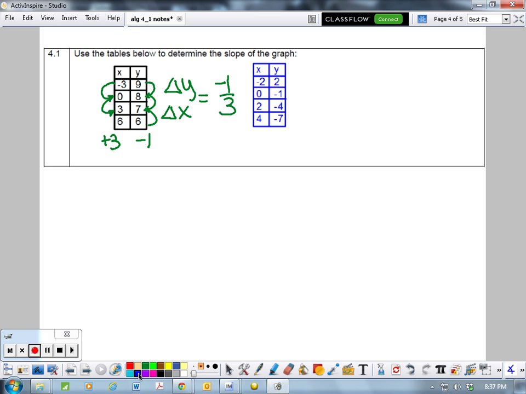For our next one, we do the same thing. I'm looking at how my y's change. I'm going down 3. And then I look at how my x's change. I'm going up 2. And that's my slope. That's it.